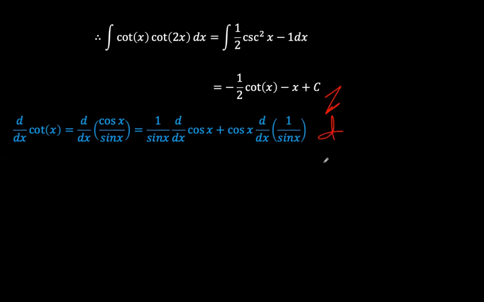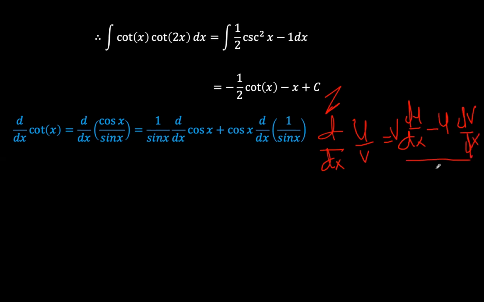Now, if you know that the derivative of capital U over capital V is V times the derivative of capital U minus capital U times the derivative of capital V, all over V squared, that is the quotient rule of differentiation.